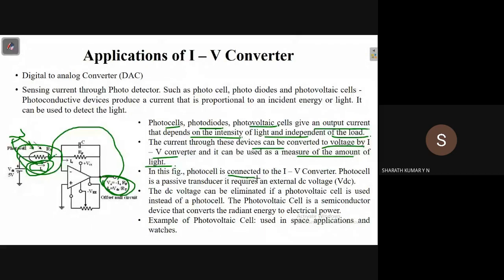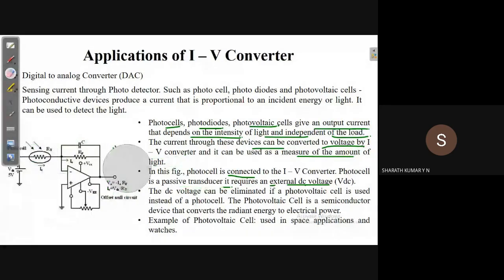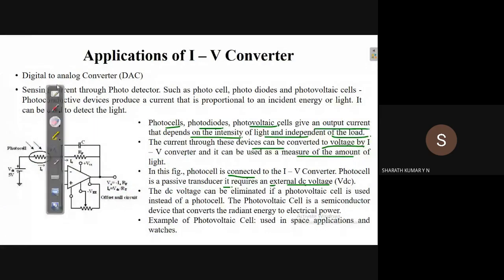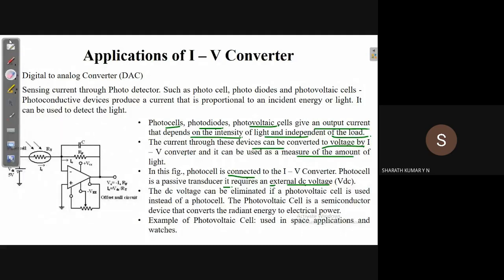So the photocell is connected to the IV converter. This is the IV converter, and to this a photocell device is connected. The photocell is a passive transducer. It requires an external DC voltage. That means for the operation of the photocell, it requires an external DC voltage. You can observe that the photocell is connected with an external DC voltage.